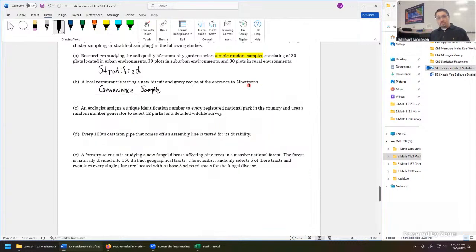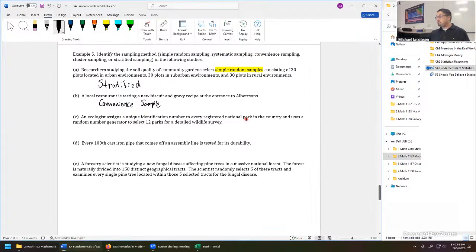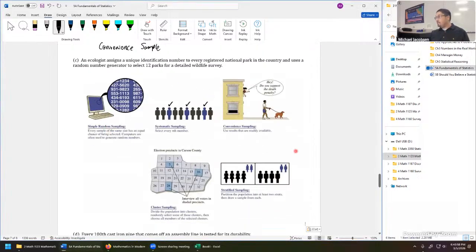So they could fix it. They should just not do that. Stay away from Albertsons, focus on their real population. So that's 2 down. And here's our next scenario, part C.